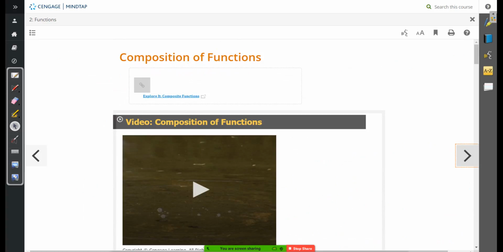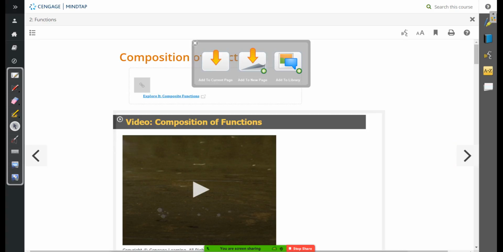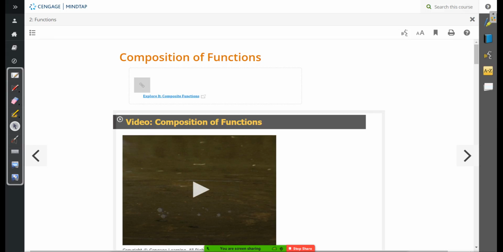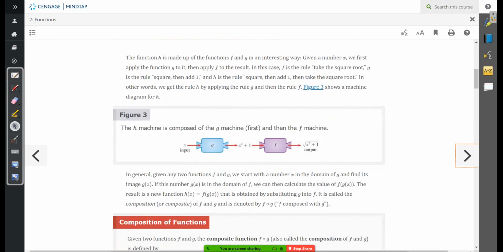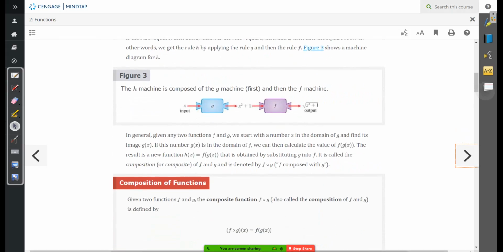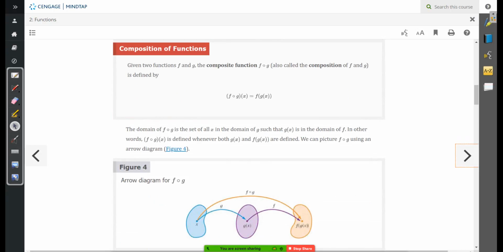Now we get to something that I know none of you like: composite functions. We'll just jump straight to the definition.